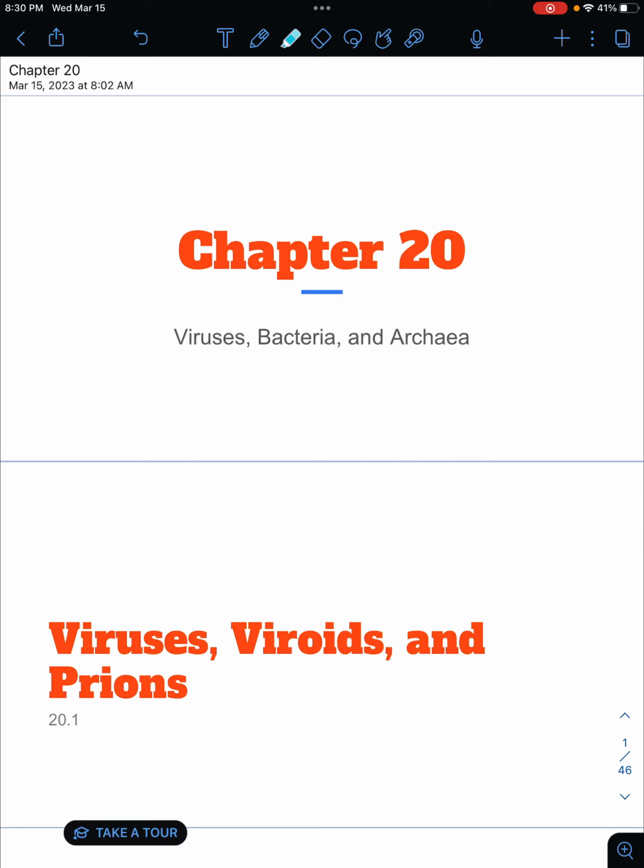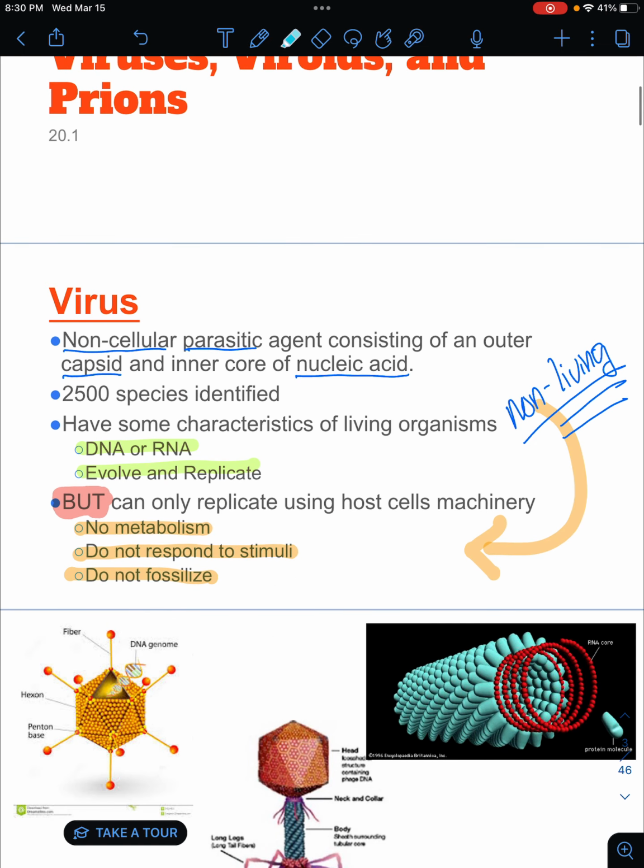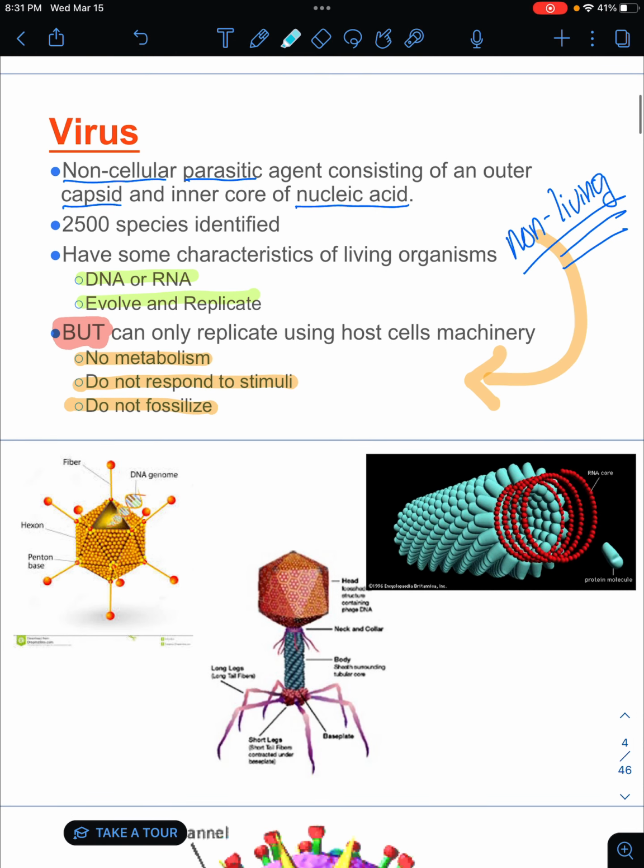So quick review from the last part of the notes. We went over what a virus is, how it's not a cell, how it's parasitic, and it contains a capsid and something inside, either RNA or DNA. They have some characteristics of living things, like the DNA or the RNA, and they do evolve and replicate. But, in big red highlighter, they can only replicate using the host cell's machinery. Okay, they're non-living. They don't metabolize anything, they don't respond to stimuli, and they don't fossilize. So these things are not alive.